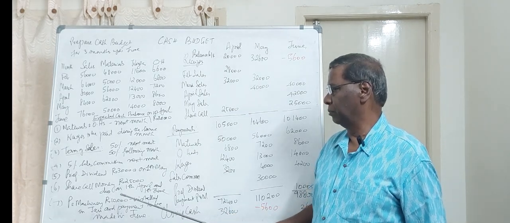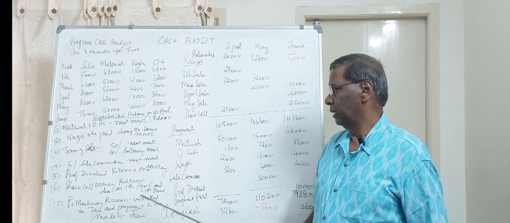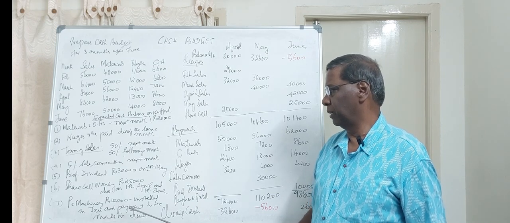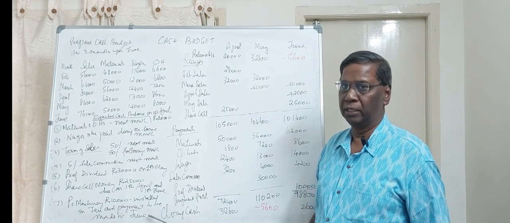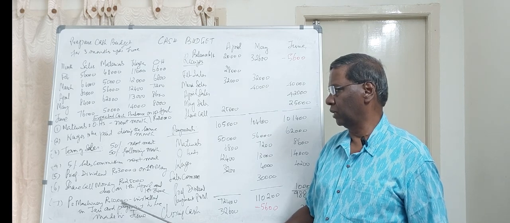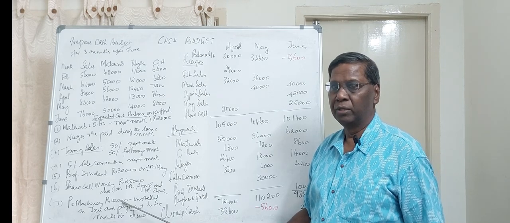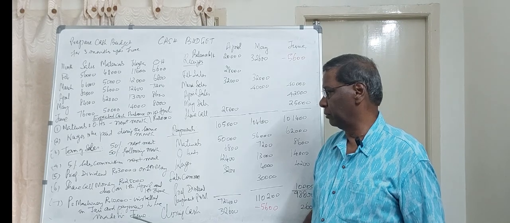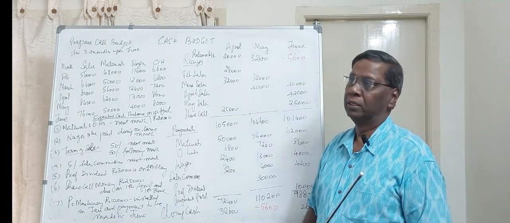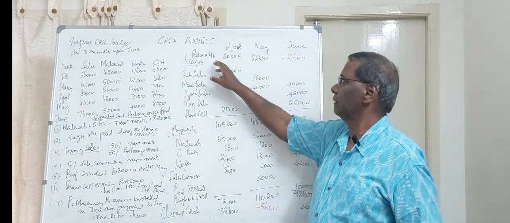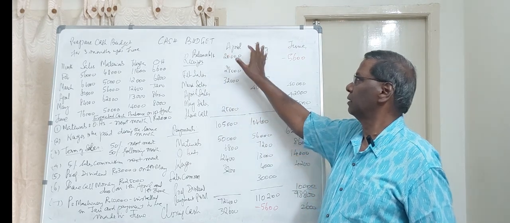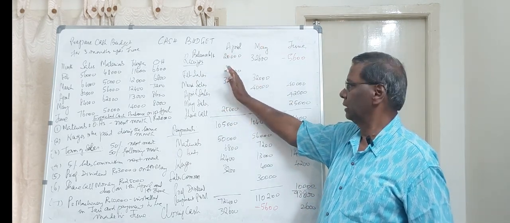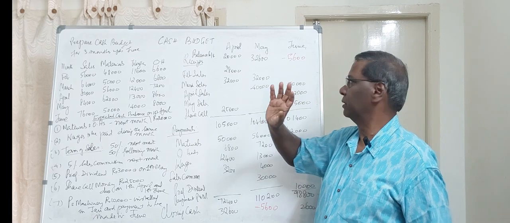Then plant and machinery, rupees 10,000, installed in January, but payment to be made in the month of June only. So 10,000 worth of plant and machinery we have installed in January, but payment is to be made in the month of June. So let us start with this. This is the cash budget, receipts and payments. Simple thing.